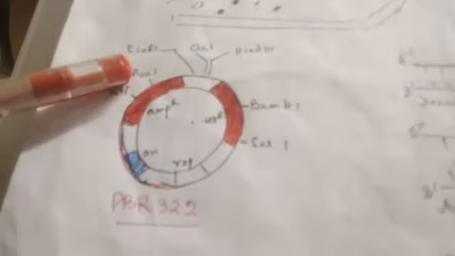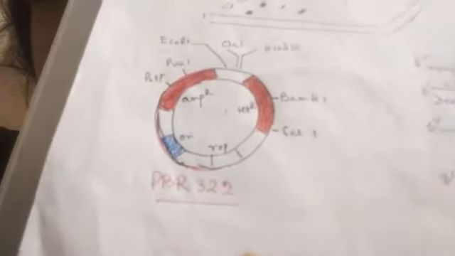Now when we are using the selectable marker, when we are inserting any gene of interest, we are disrupting a particular gene which is there in the vector. So here it is called insertional inactivation. We are inserting a foreign gene and we are inactivating a particular native gene which is present in the vector. So this is called insertional inactivation.